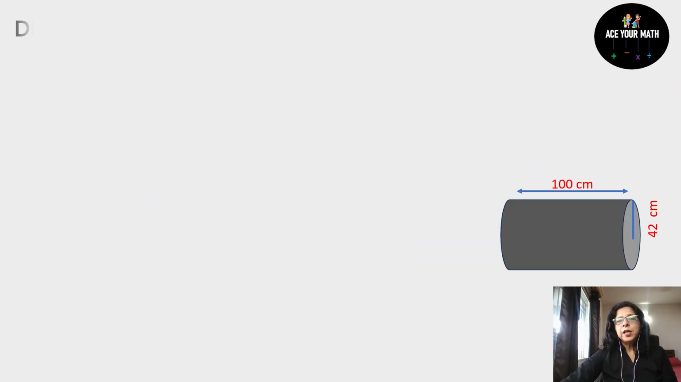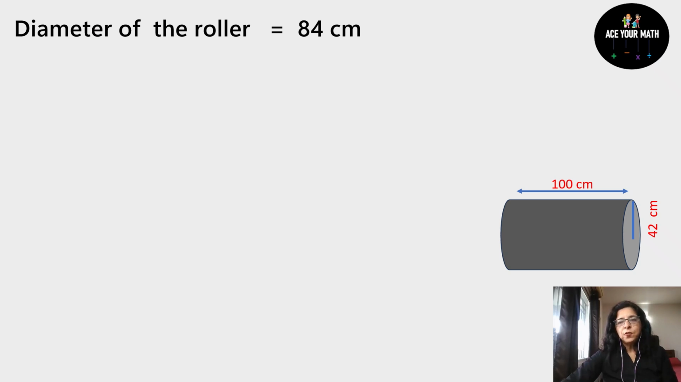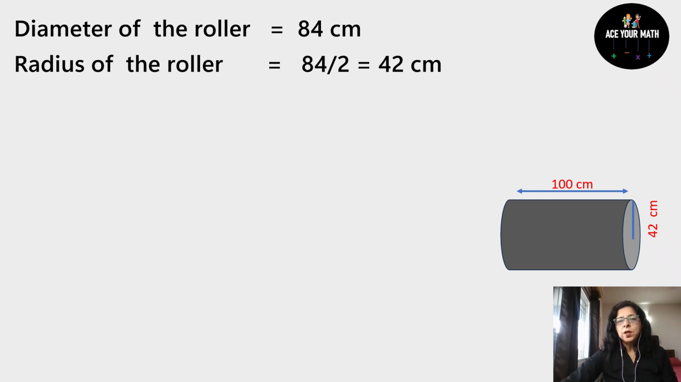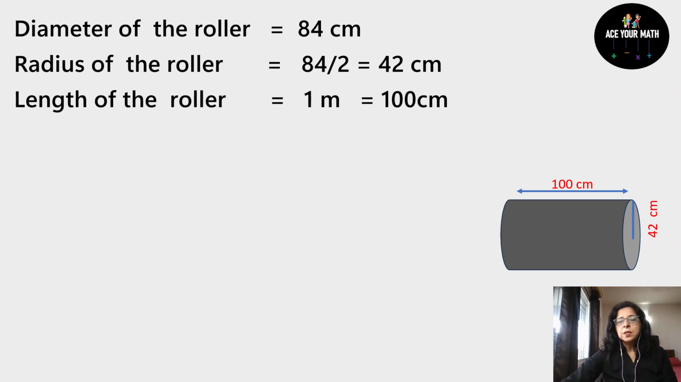Now, first of all, write down the diameter which is given to you. It is 84 centimeter. See, we need the radius. All formulas include radius. So you will calculate the radius here. How do you find the radius? You will divide this diameter by 2. So that will give you 42 centimeter. And what is the length of the roller? It is 1 meter, converted into centimeter because units have to be the same. So 1 meter is equal to 100 centimeter.